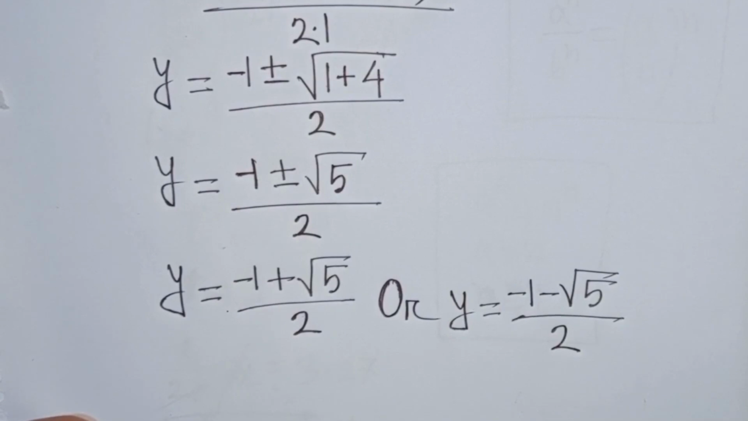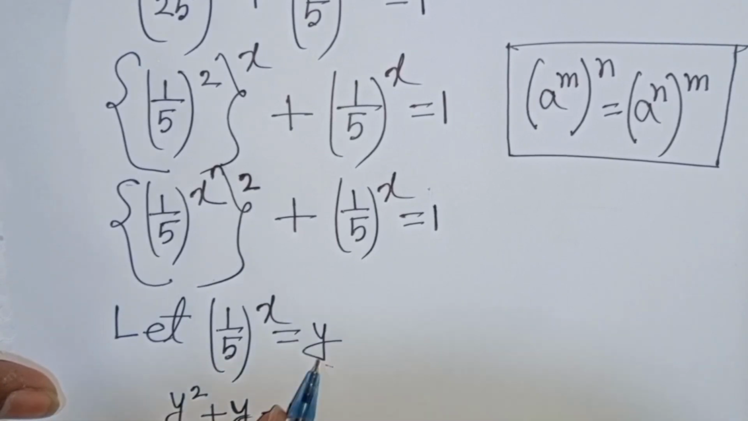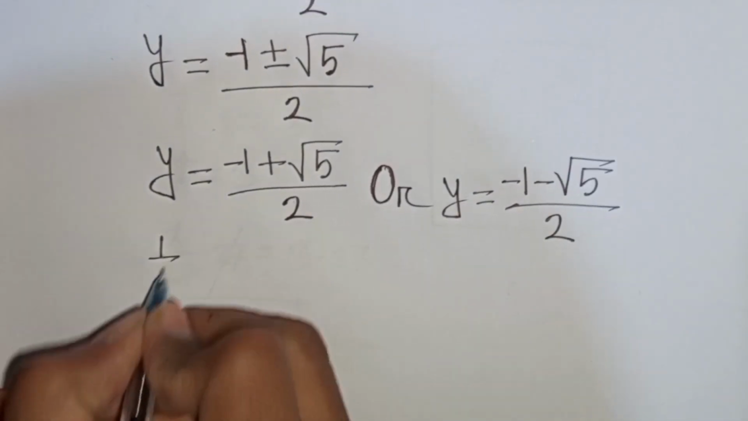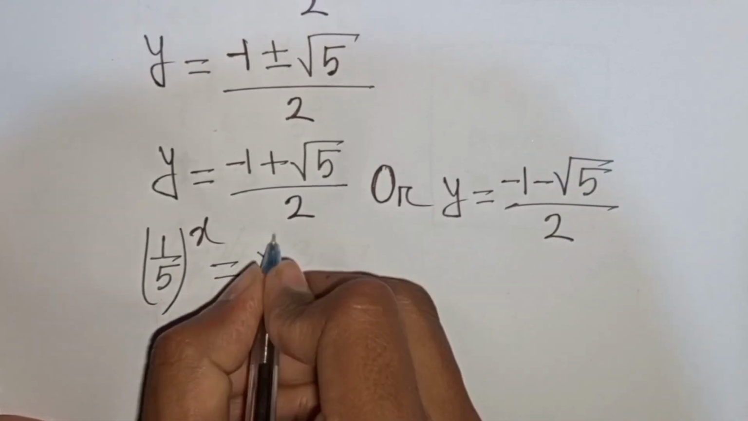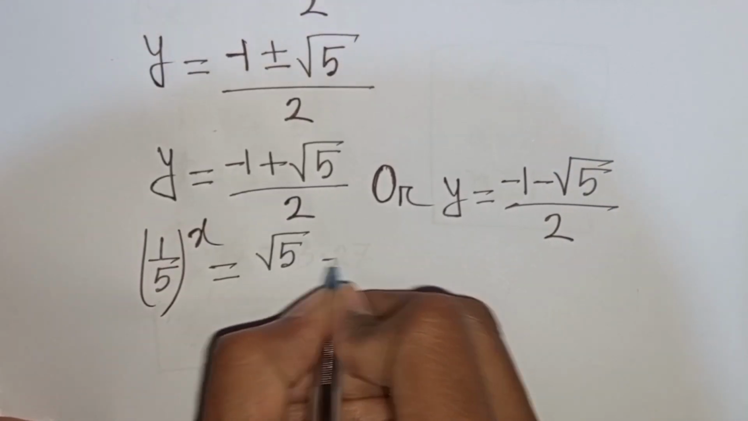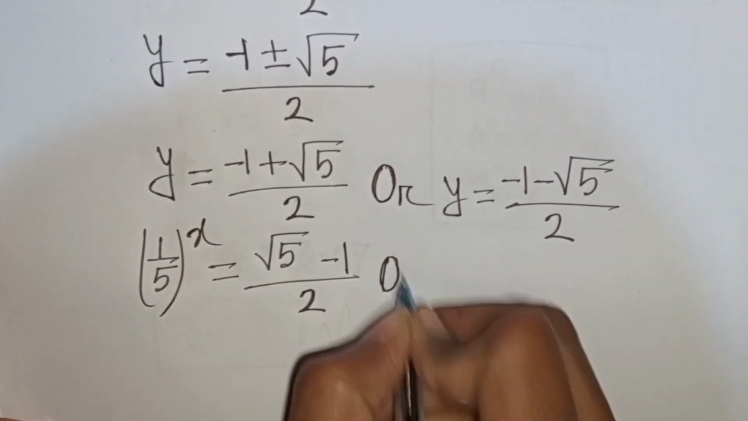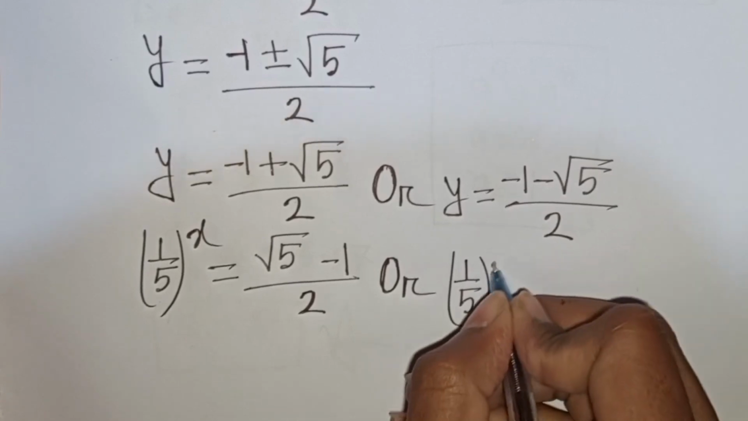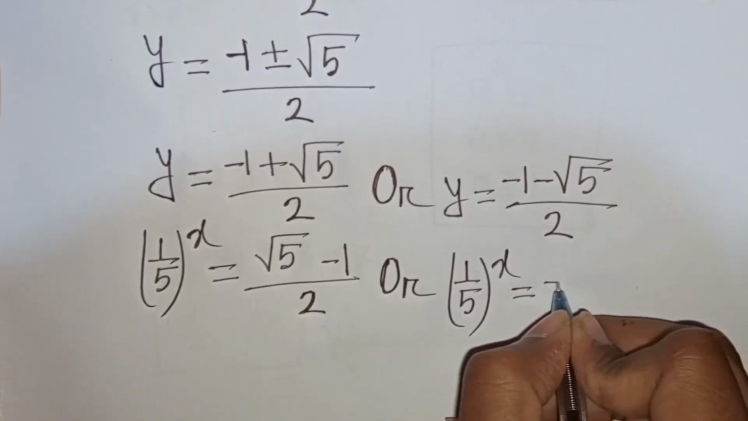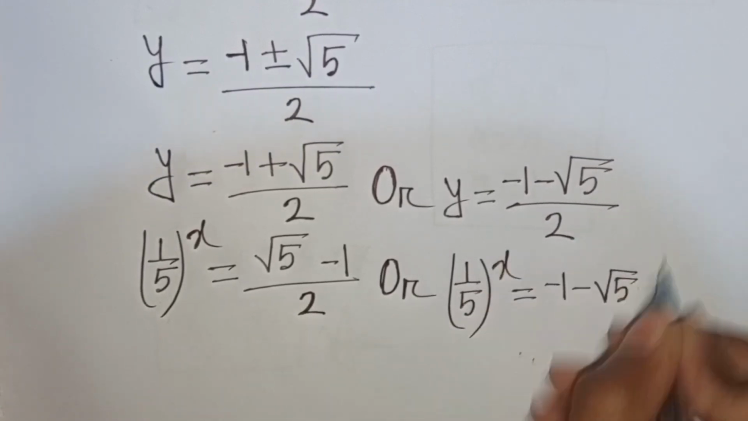But remember that y means (1/5)^x, so y, that means (1/5)^x, is equal to (√5 − 1)/2, or y, that means (1/5)^x, is equal to (−1 − √5)/2.